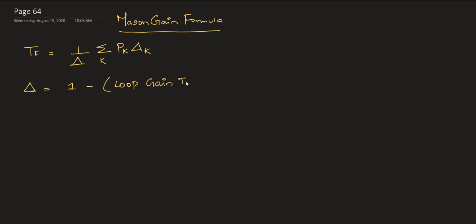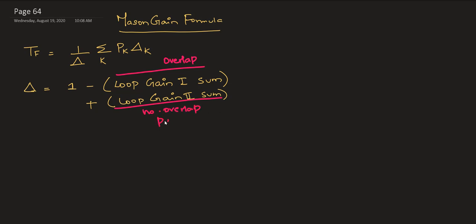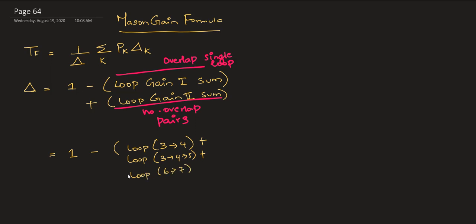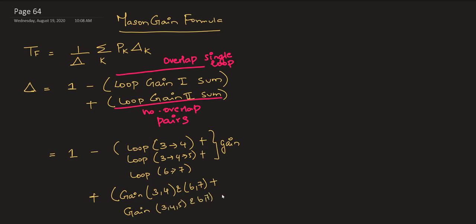So my delta is calculated as 1 minus the loop gain sum plus the loop gain 2 sum. When I say the loop gain 1 sum, they are the first stage, that is the individual loop gains, right? So I can say they are the single loops, and in this case we are not bothered about overlap and non-overlap. We are not pairing them. And plus the loop gain second was the no-overlap pairs. So my first component had loops 3, 4, 3, 4, 5 and 6, 7, and my second had the gains of 3, 4 and 6, 7 plus the gain of 3, 4, 5 and 6, 7.